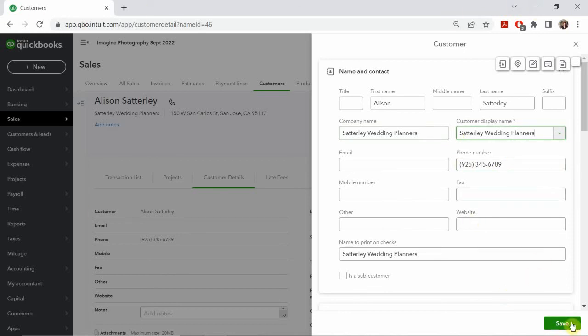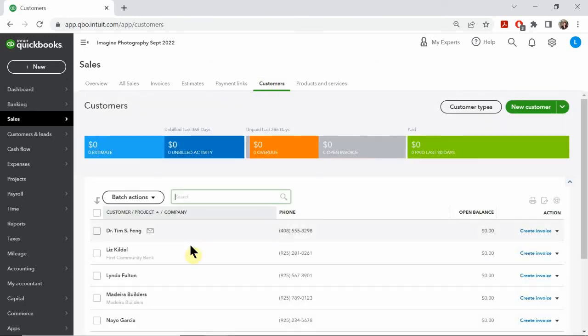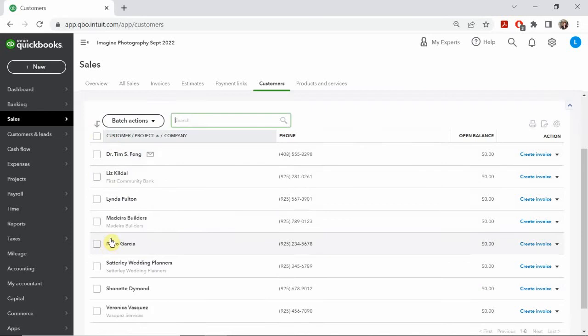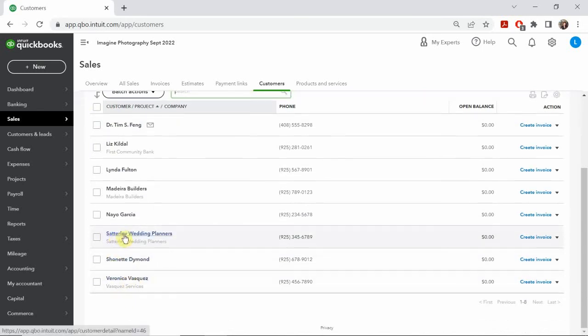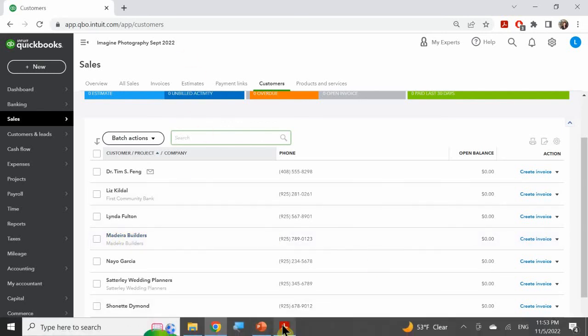And of course, I'm going to click save. Okay. So then if I go back to my customers list here, the first one here is, as you can see, Allison has dropped down to Satterly Wedding Planners. And then, of course, Madeira is now Madeira Builders. So that's what I want to see on my customers list. By making that change with the display name, now I see that they are there, and that's how I'm going to locate them a lot quicker.